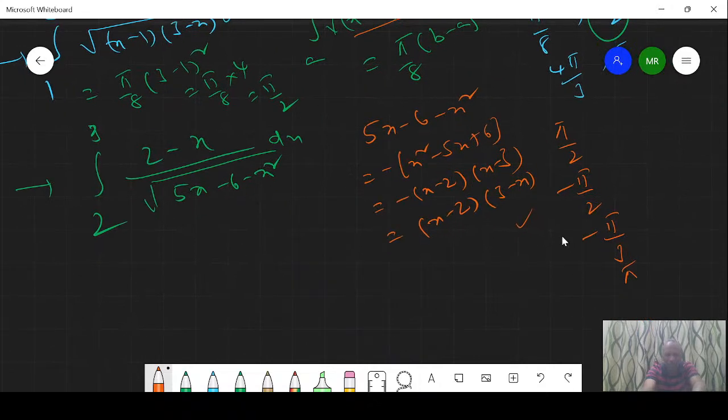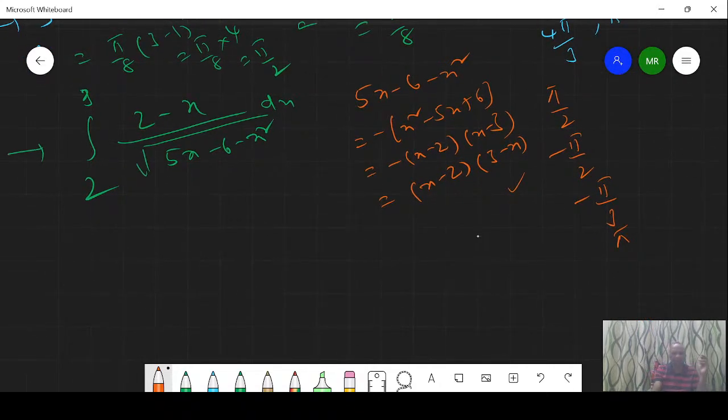The purpose of writing the problem this way: for 2 minus x, you take minus common. So we have minus integral 2 to 3, x minus 2 by root of this. I have taken minus common outside, so the root becomes (x minus 2) into (3 minus x).